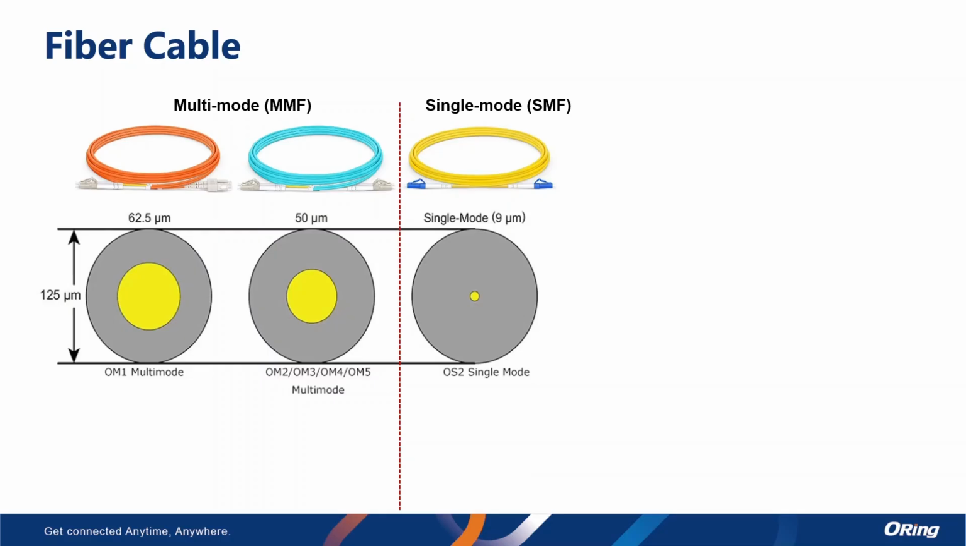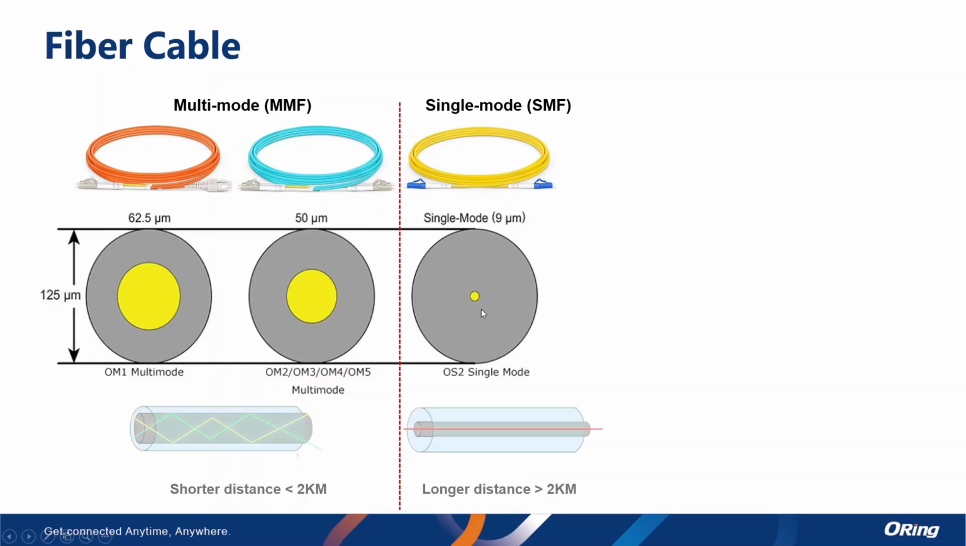So what are the differences between these cables? The difference is located in the core. For example, the amber one has a bigger core than the bluish one. However, for the single mode, the core is relatively very small here. The bigger the diameter of the core, the more the fiber optic light will be bouncing like this, and it will cause a shorter distance.